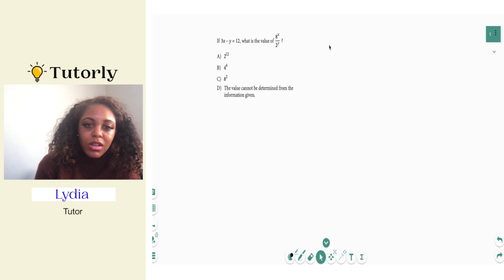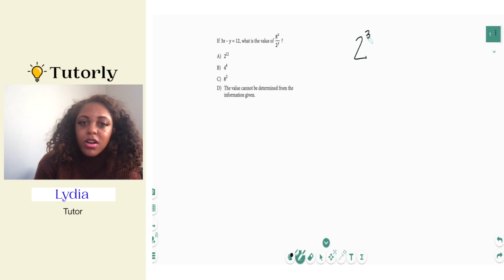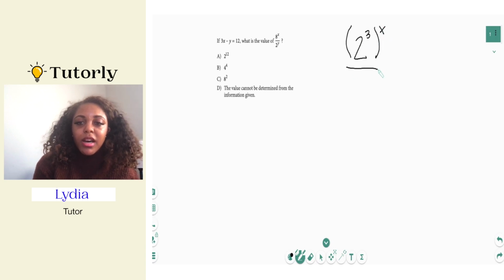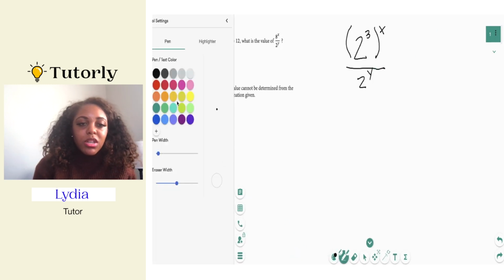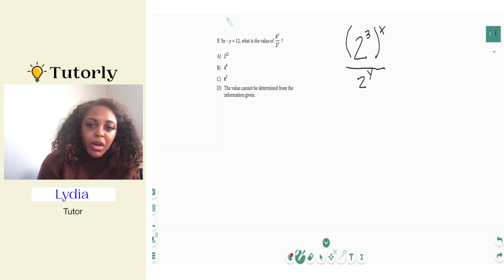So instead of writing 8 to the power of x, we'll write this as 2 to the power of 3, that quantity, to the power of x, over 2 to the power of y. And that should help us a bit as we continue in solving this problem. Now our next step is we need to look at that equation. So we have the equation 3x minus y equals 12. We want to simplify this so we can have y in terms of x. So we're going to solve for y.